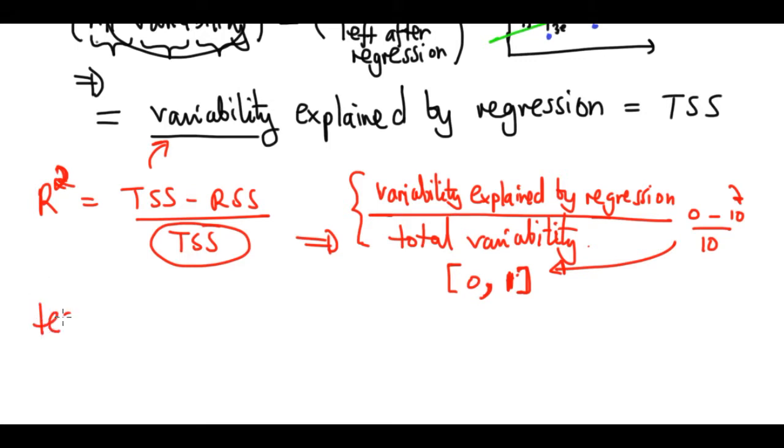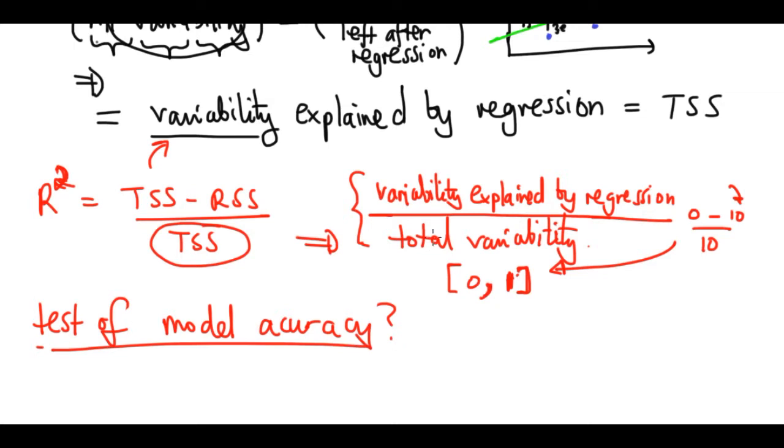So how is this a test of model accuracy? Well, it is a test of model accuracy because if our regression took out a lot of the variability, or explained a lot of the variability, we look at our data like, yo, it's so variable. But when we use our regression, and regression explains a lot of that total variability, it means our regression model is very, very accurate, right? That's what it basically means.